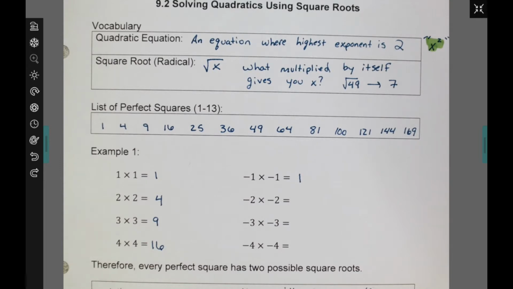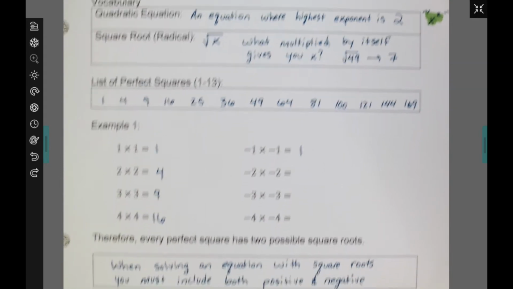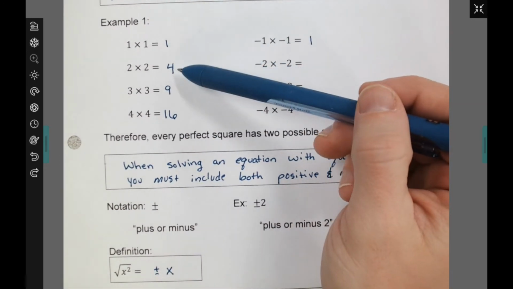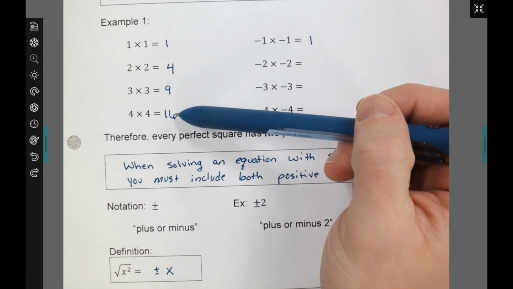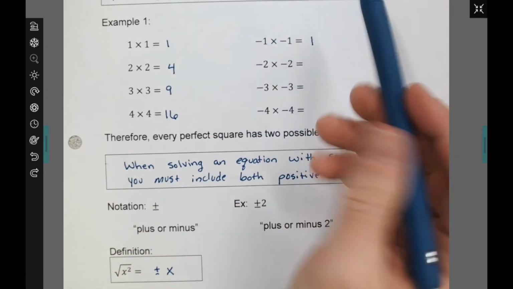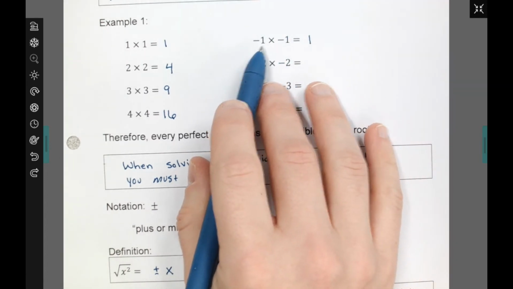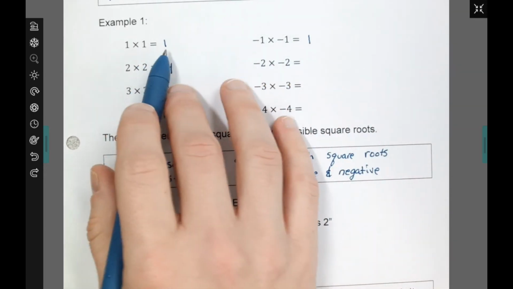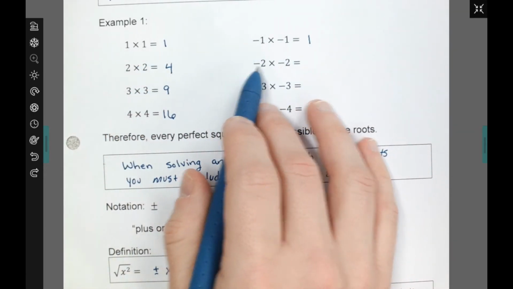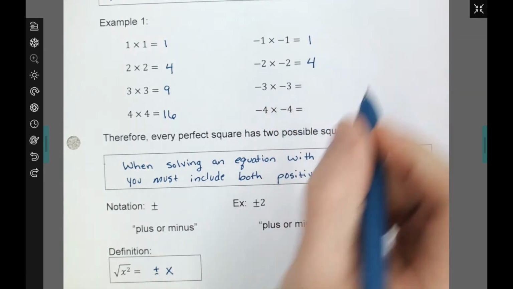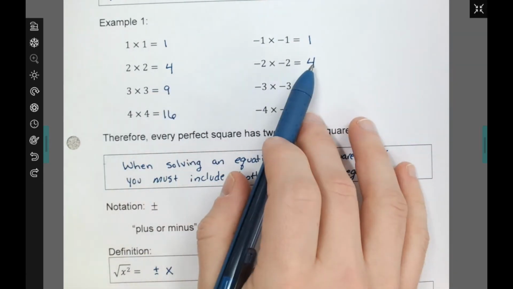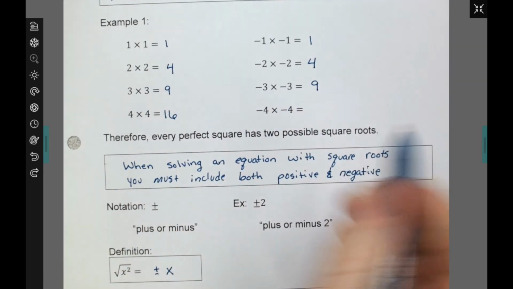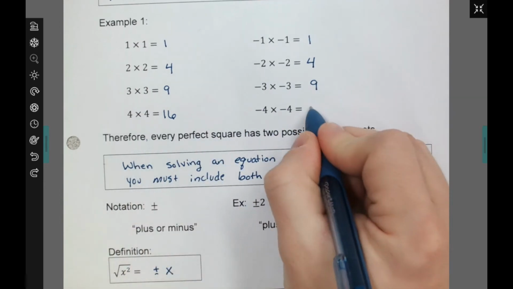So jumping right into examples. Example 1, we're just doing basic multiplication here. As you can see, I already did it on the left-hand side. 1 times 1 is 1, 2 times 2 is 4, 3 times 3 is 9, 4 times 4 is 16. The thing I want to pay attention to, though, is over here on the right. If I have a negative 1 times negative 1, it also gives me a positive 1. Notice how those are the same. If I do negative 2 times negative 2, it's going to give me a positive 4. Once again, it's the same as if I just did 2 times 2. If I do negative 3 times negative 3, it's going to give me a positive 9. And then negative 4 times negative 4 gives me a positive 16.